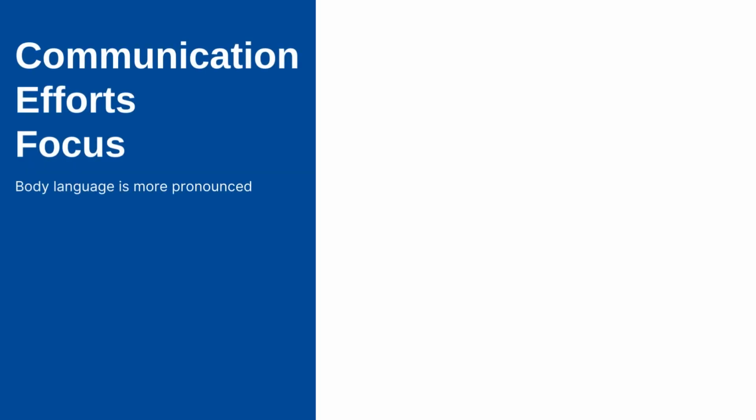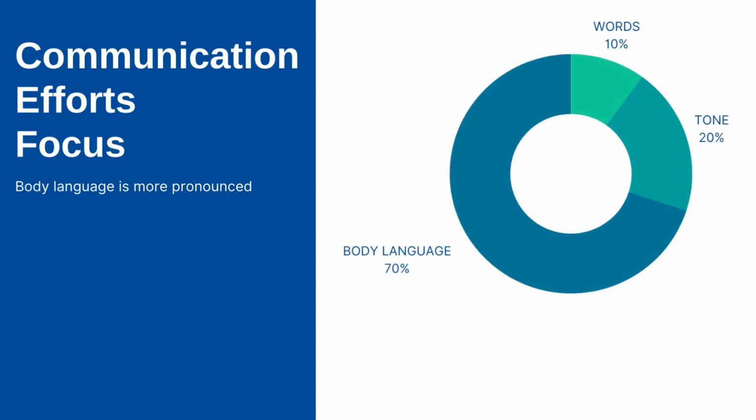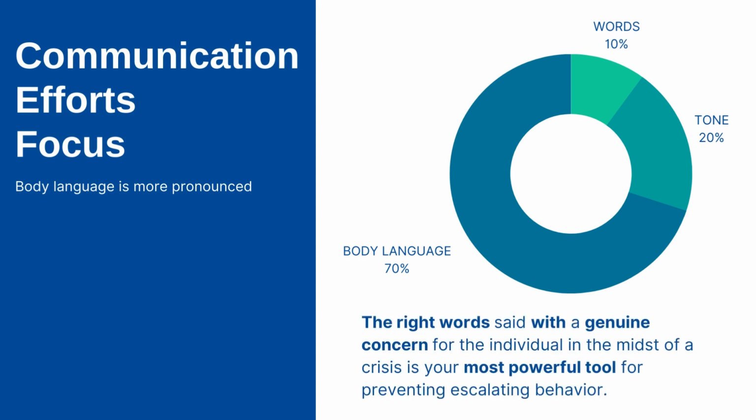Body language is even more pronounced when speaking with individuals in the midst of a mental health crisis. The focus of our communication efforts should be based on 10% words, 20% tone, and 70% body language. In order for a message to be clear, the meaning of the words must match the tone of voice and body language. The right words said with a genuine concern for the individual in the midst of a crisis is your most powerful tool for preventing escalating behaviors. Without sincerity, it can make things worse.